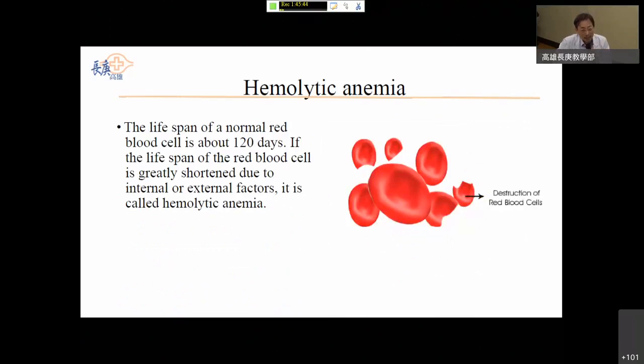Secondary to iron deficiency anemia, the second most common anemia is what we call hemolytic anemia. As we all know, the lifespan of a red blood cell is how long? It's 120 days, like 3 to 4 months. If the lifespan of the red blood cell is shortened, due to internal or external factors, we call it hemolytic anemia.